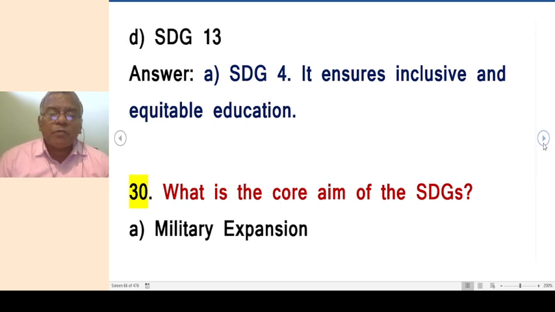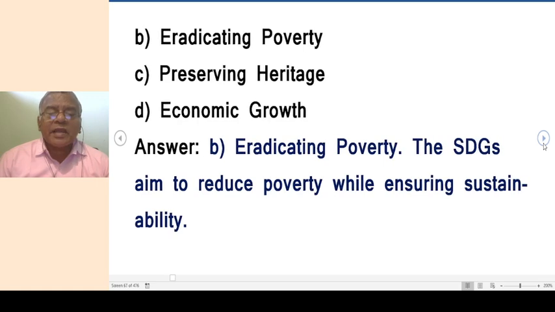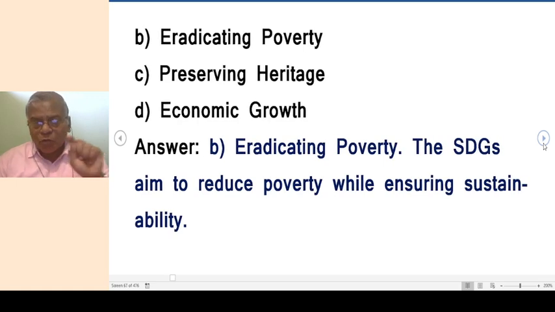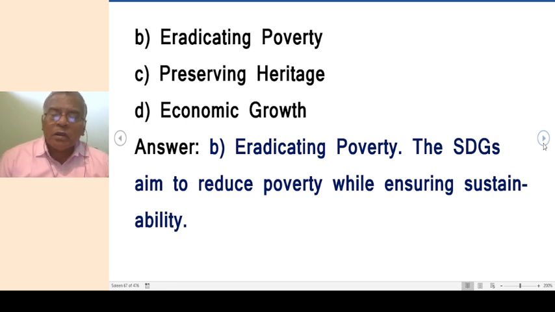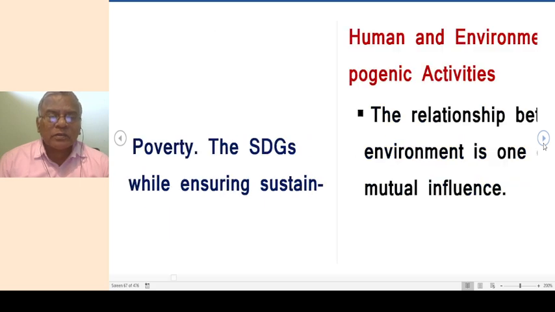What is the core aim of SDGs? That is eradicating poverty. Finally, number one is the most important among all the SDGs, eradicating poverty. The SDGs aim to reduce poverty while ensuring sustainability.